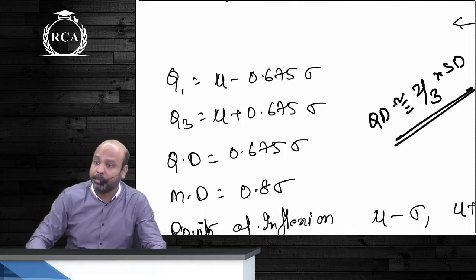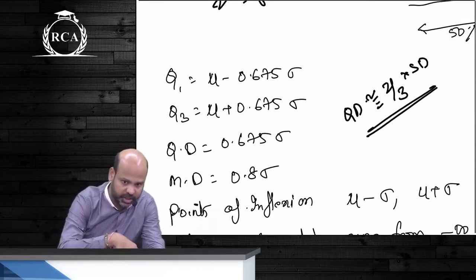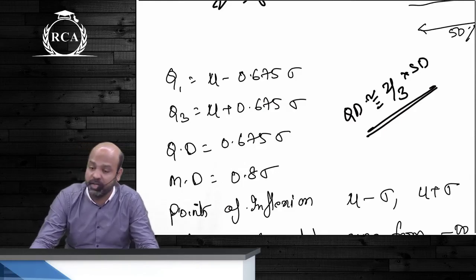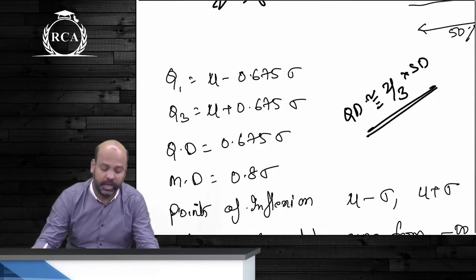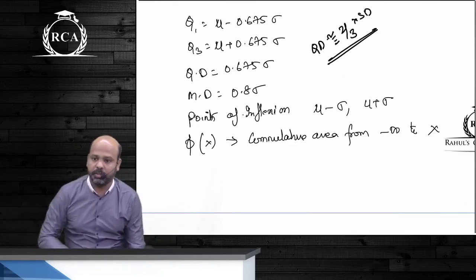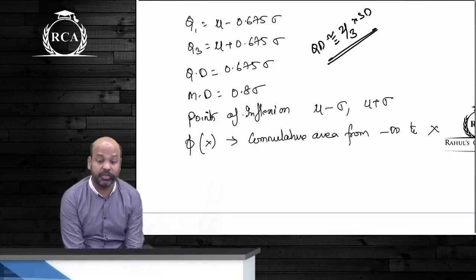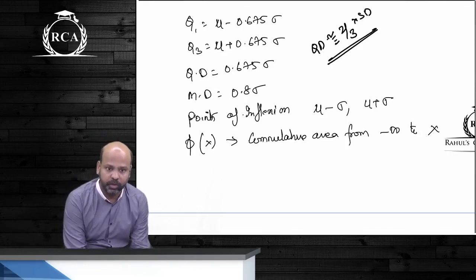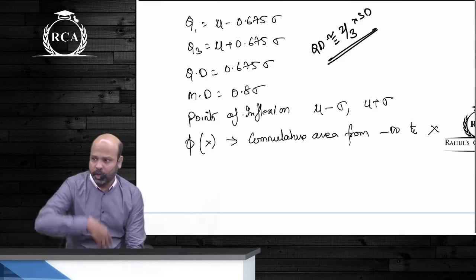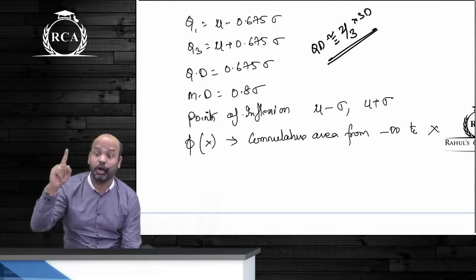Points of inflection are where the curvature of the normal curve changes. Convex becomes concave, concave becomes convex. So the points of inflection will be mu minus standard deviation and mu plus standard deviation. You have learned about computing cumulative area phi of x, but this will always be in terms of the Z score. When you say cumulative area, it is from negative infinity to a specific point. Whenever they ask us to compute probability by giving the cumulative area or one tail area.